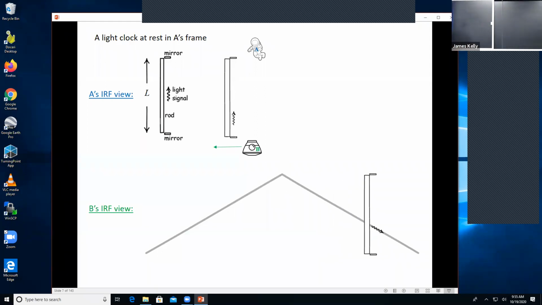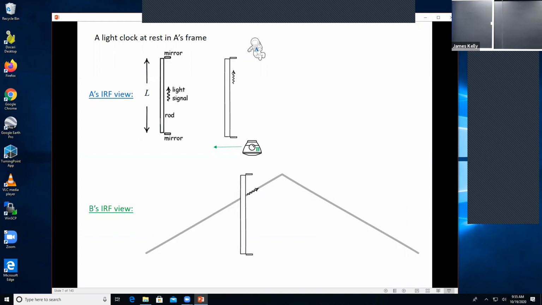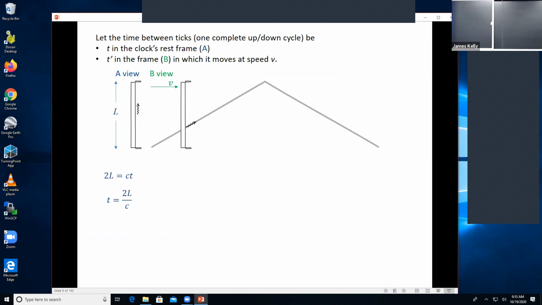Well, this pulse has got to go on a much longer path. So of course, at the same speed as the other one's traveling, it's going to take longer to bounce up and down. And it travels on that triangular or V-shaped path as opposed to straight up and down. Okay? So we're going to compare these, and we'll see, of course, what we've already concluded, that one is going to be slower than the other. And the question today is exactly how much slower.